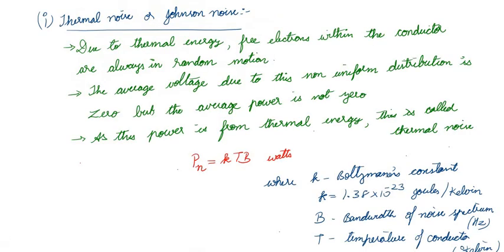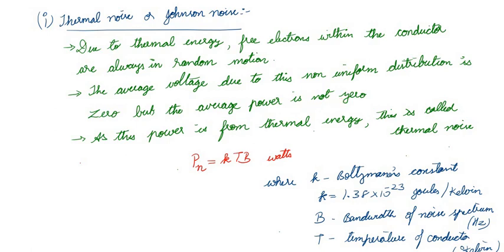The first one. See, thermal noise is due to the temperature, right? So it's due to the thermal energy. The electrons will be moving within the conductor in a random fashion. Because of this random motion, the average voltage is always zero. The average voltage, due to the non-uniform distribution, is zero, but it would be associated with the average power, which is not zero, right?